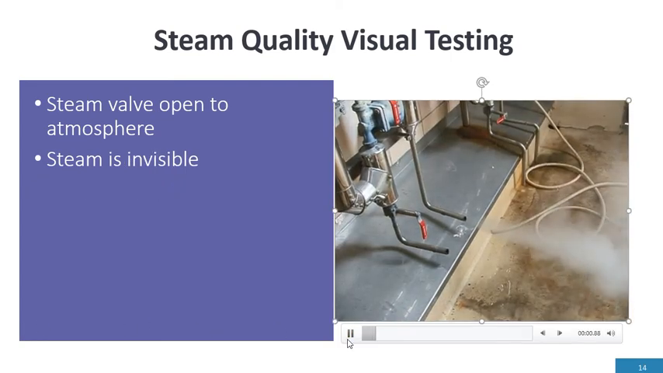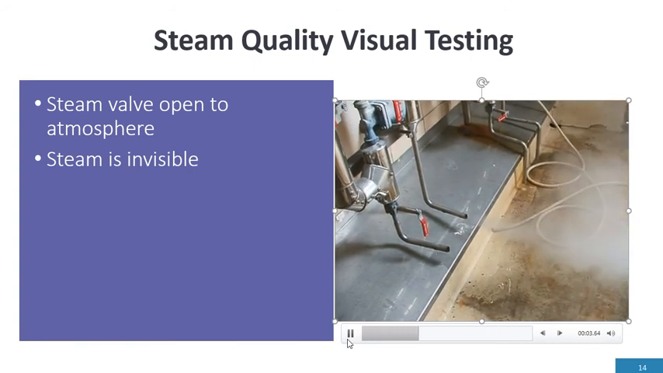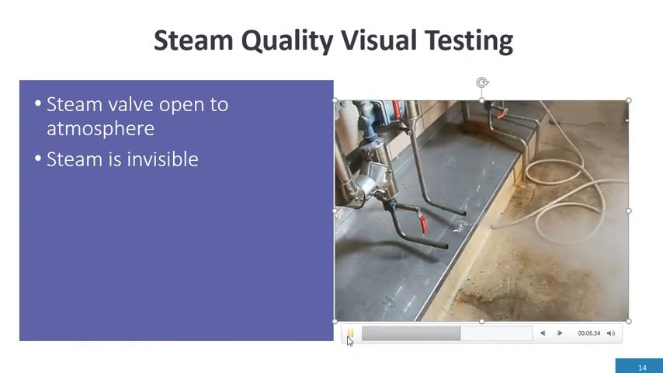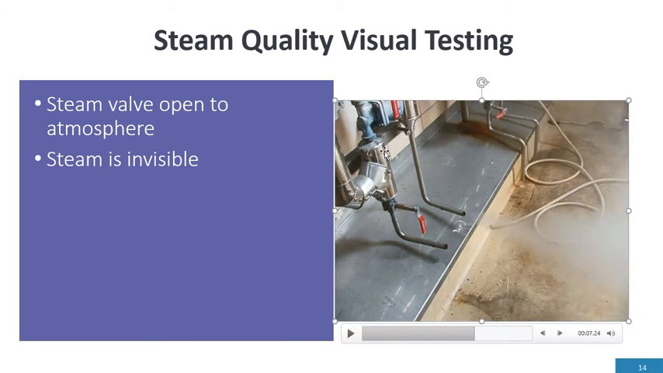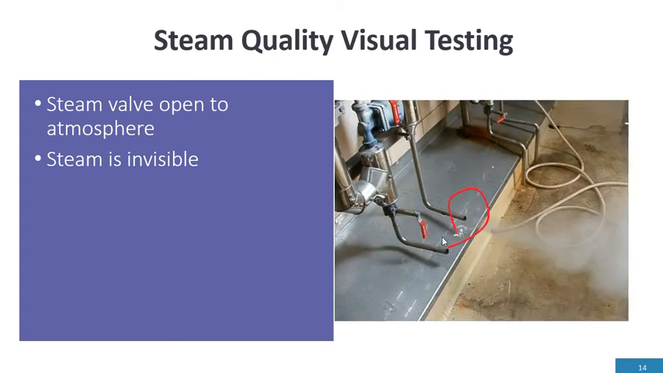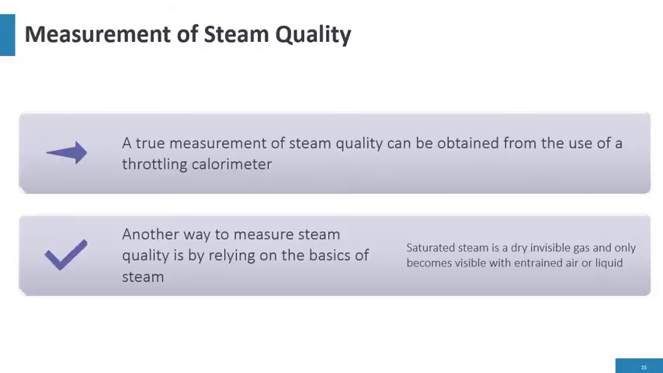Now, pretty good steam quality, as you can see here in this video. Pretty invisible. It's pretty good steam quality. The true measurement of steam quality can be obtained by the use of a throttling calorimeter. Another way to measure steam quality is around the basics of steam. Saturated steam is dry and invisible, and becomes visible with entrained liquid, which we just discussed, which is opening a valve to atmosphere.